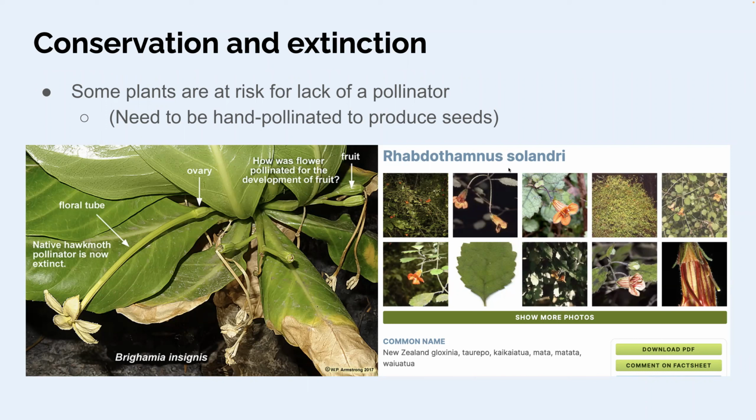And so we see a few examples where, in some cases, like this plant on the left, this is a plant that no longer has its natural pollinator in its environment. So people have taken it upon themselves to do artificial pollinations. They've taken this plant into greenhouses to cultivate it. But it's a plant that's kind of at a dead end until we can get someone else to pollinate it naturally.